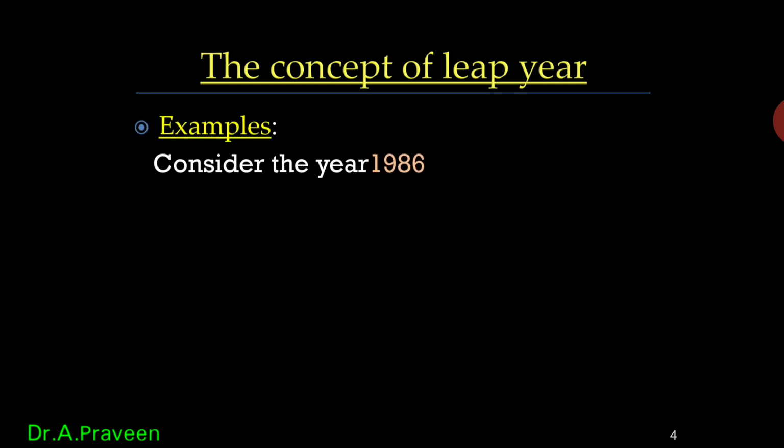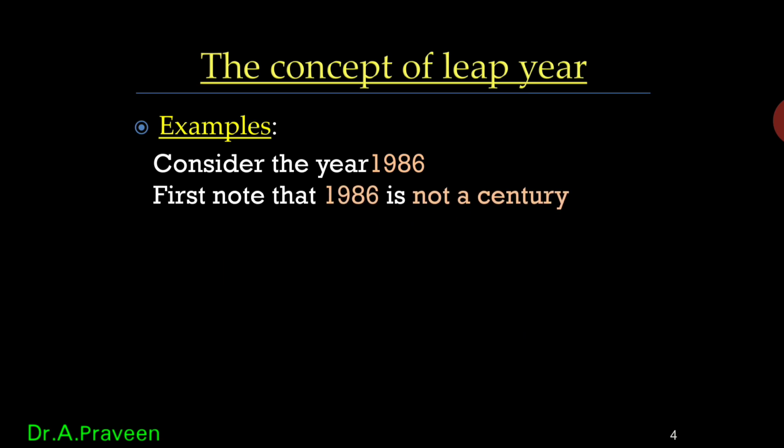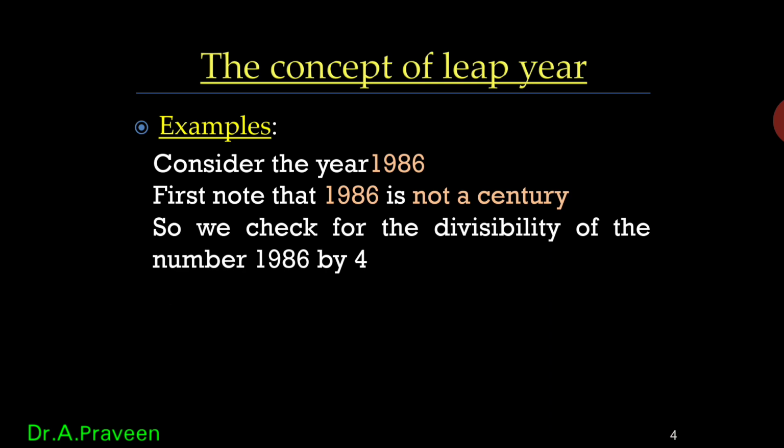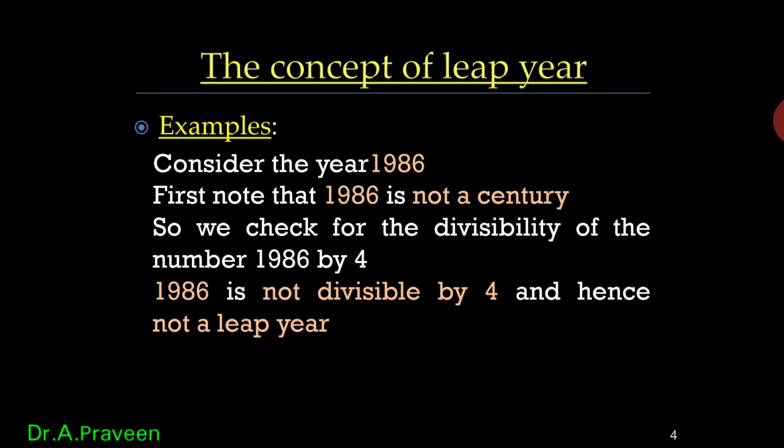Let us see some examples. Consider the year 1986. First of all, note that the year 1986 is not a century. So, we go for checking whether the year 1986 is divisible by 4 or not. The number 1986 is not divisible by 4. So therefore, we conclude that the year 1986 is not a leap year.